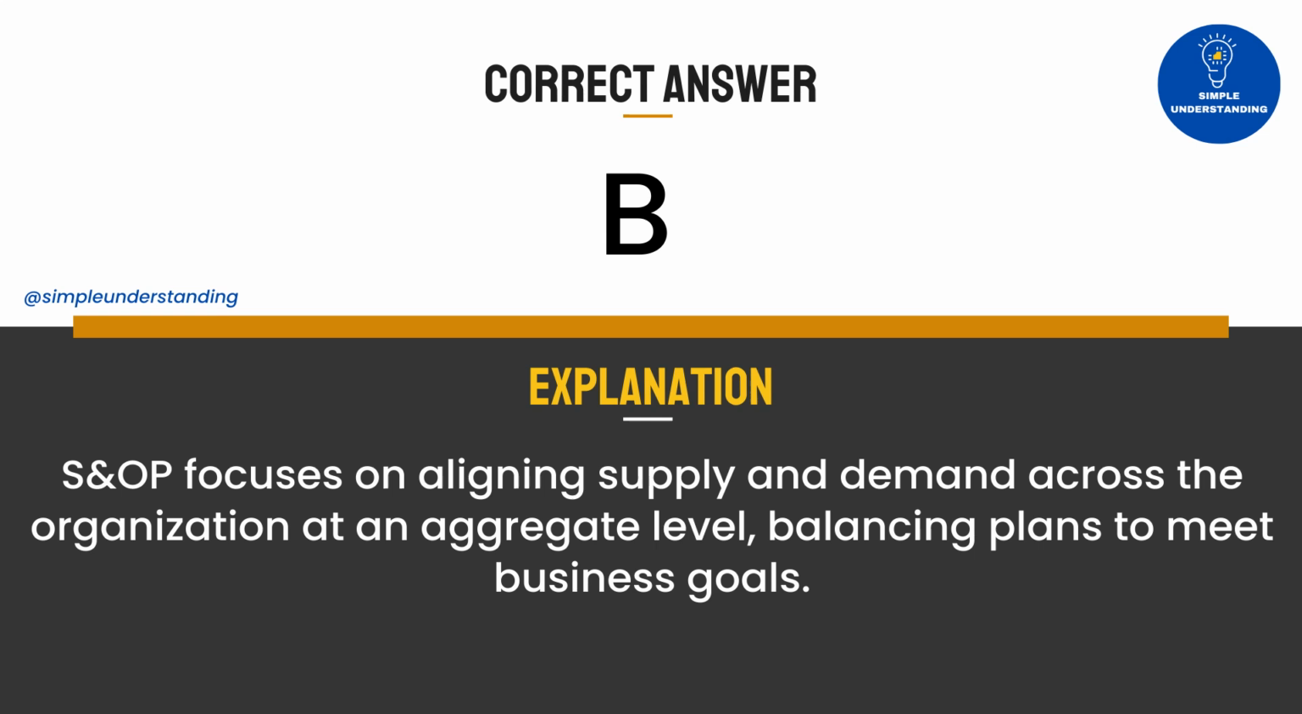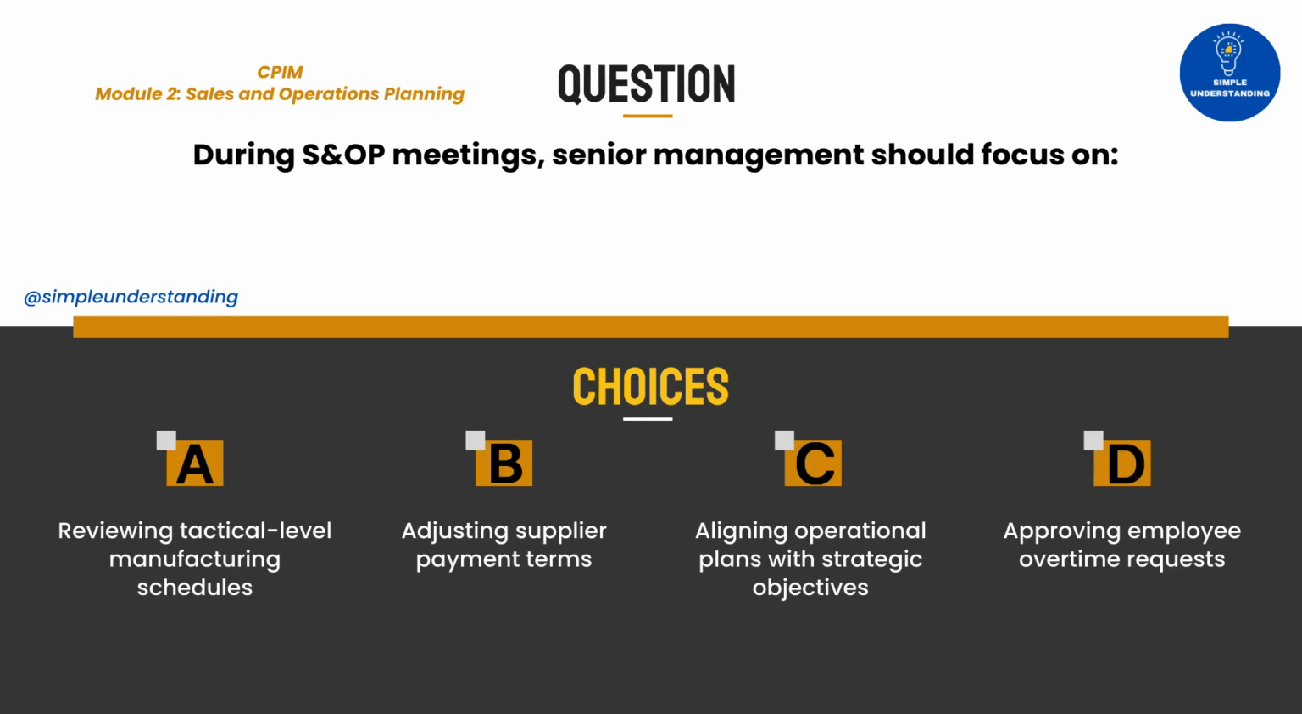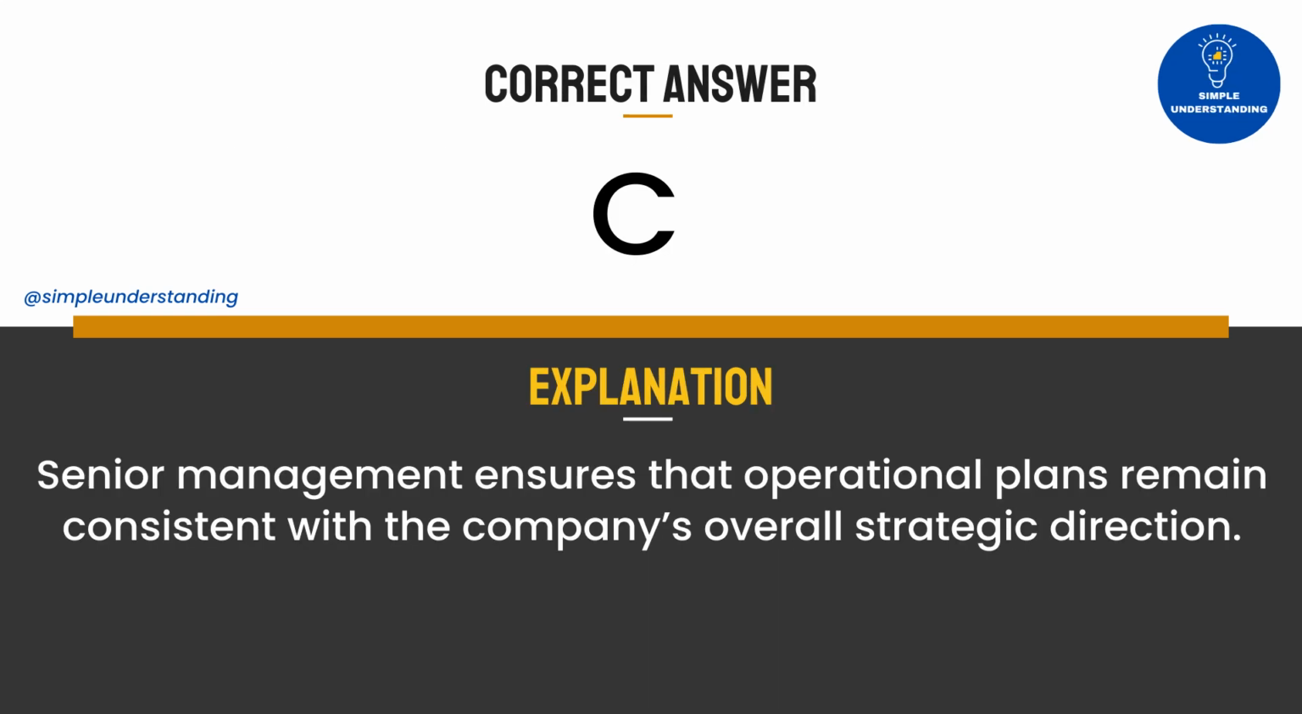to meet business goals. Question 2. During S&OP meetings, senior management should focus on A. Reviewing tactical level manufacturing schedules. B. Adjusting supplier payment terms. C. Aligning operational plans with strategic objectives. D. Approving employee overtime requests. Correct answer, C. Explanation. Senior management ensures that operational plans remain consistent with the company's overall strategic direction.